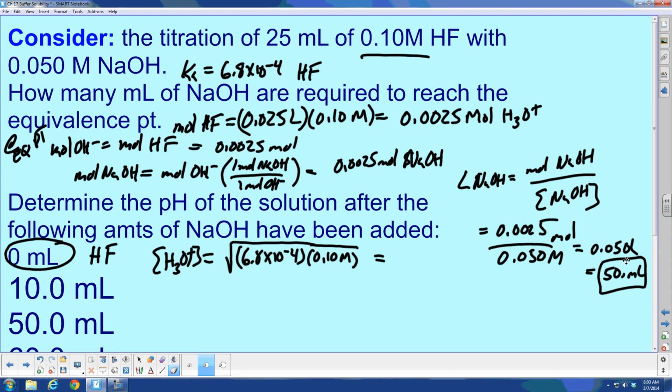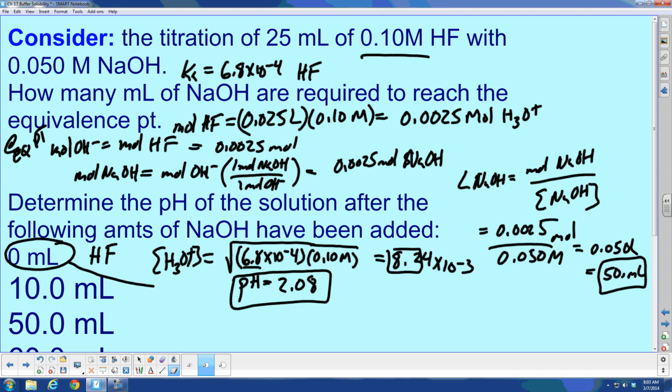Where's my handy dandy TI? Here we go, everyone. 6.8 e to the negative 4 times 0.1, equals, and always remember to take the square root: 8.24 times 10 to the minus 3rd. And so when I take the negative log of that, my pH is equal to 2.08, right? I had 2 sig figs here, so I can only have 2 sig figs here, which means I have 2 decimals in my pH. So that is my initial pH.